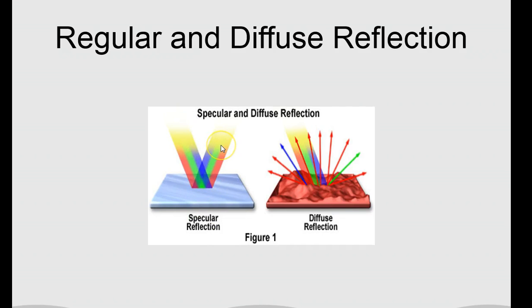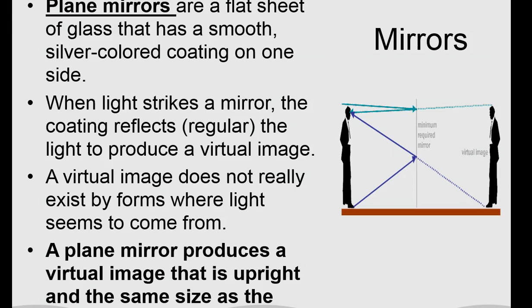All right, so here's just another image. Regular reflection happens when it hits a smooth surface. We get the same image. With diffuse reflection, we can see they all hit, but because the surface they're hitting is uneven, the light rays are going to bounce off and make the image look blurry.